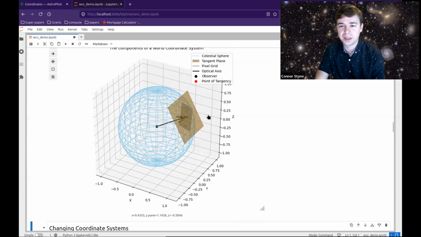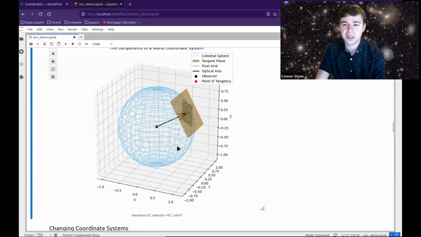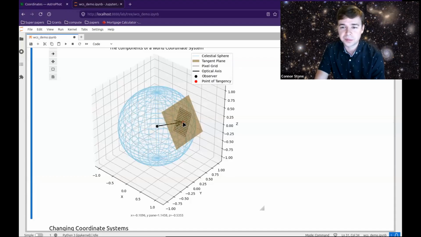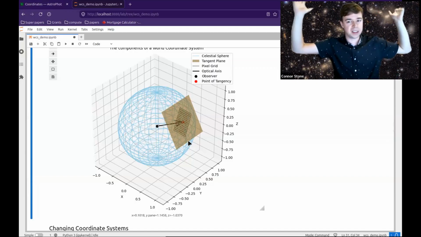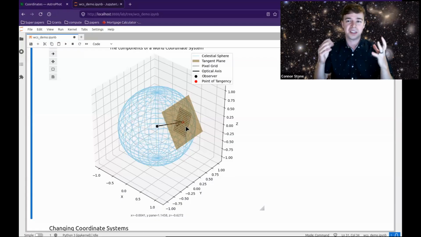The brown rectangle here, that is the tangent plane. So that tangent plane is connected at the red point. In principle, this tangent plane extends out infinitely. It's a Cartesian plane. And the way that you project a point from the celestial sphere to the tangent plane is to just make a line from the observer through the celestial sphere until it hits the tangent plane. And then this grid you see here, that's the pixels that your image is actually encoded in.